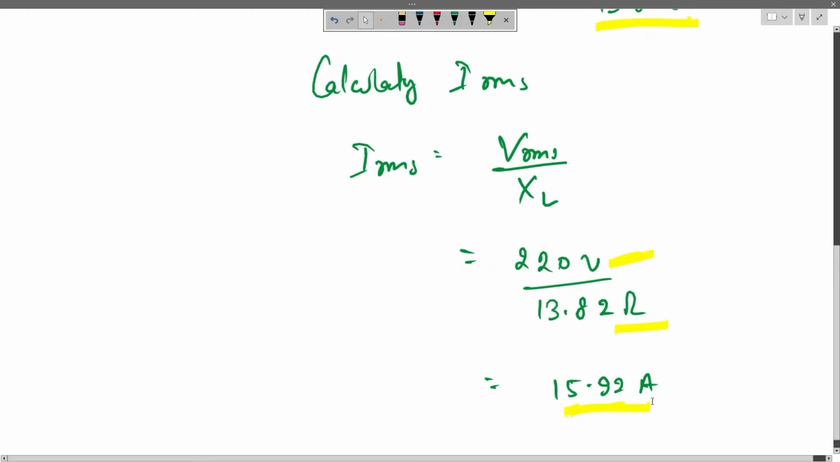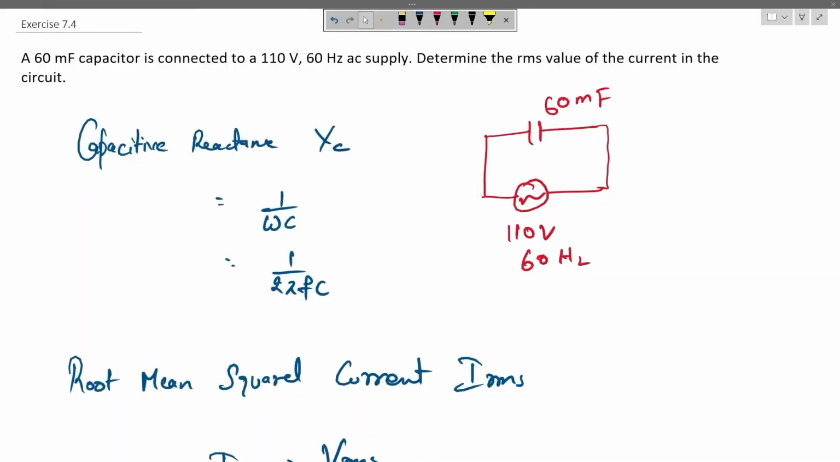The question says that a 60 microfarad capacitor is connected to a 110 volt 60 hertz AC supply. Determine the RMS value of the current in the circuit. Now again, this question is similar to the previous question. Again, this capacitor is going to resist some kind of current, and that resistance is given by capacitive reactance, that is XC, and it is defined as 1 by omega C, where omega is 2 pi times frequency.